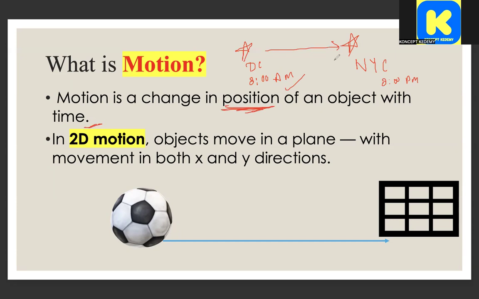Now we'll start with the 2D motion. So 2D motion means when an object moves in a plane with movement in both x and y direction. So we will understand this when we go and learn the different kinds of graphs in this chapter. For now, we need to understand that motion is a change in position of an object with time. So let's go further and see what's the next topic.